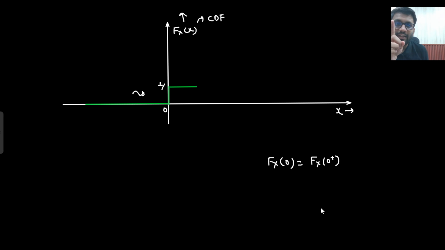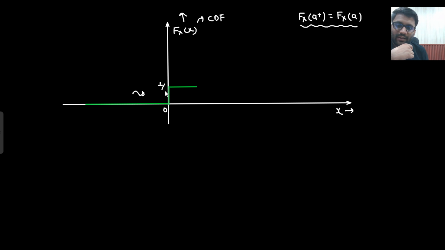in the CDF you should know that if I am talking about probability, if I am talking about the value at a point, that means I am talking about a plus. If I am talking about the value at a, that means I am talking about a plus. So in case of CDF, F_X of a plus will always be equal to F_X of a. It might not be equal to F_X of a minus, but this will always hold. Is that clear to you? Okay, fine. So 1 by 8.